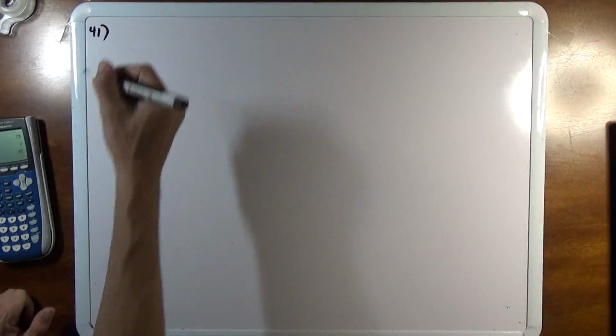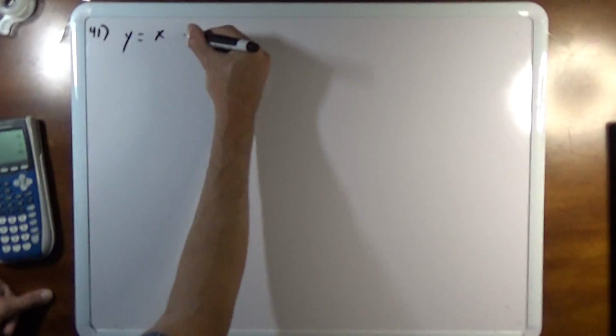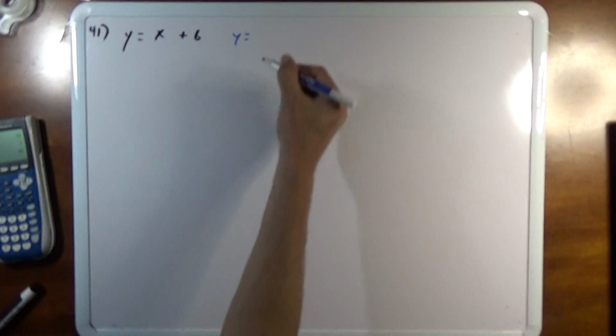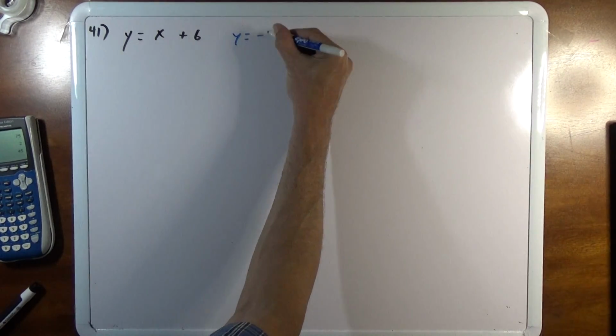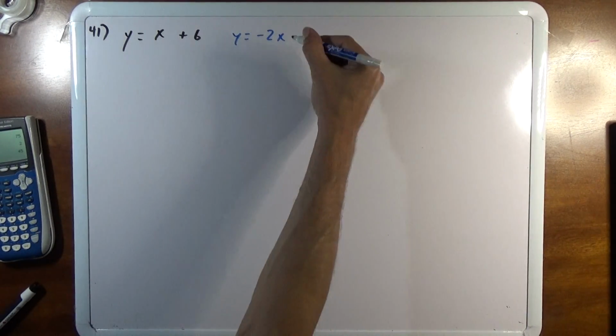41, solve the system. It says using substitution. Y is equal to x plus 6, and then I'll write the second one in blue. Y is equal to negative 2x minus 3. Sorry for the sound effects.